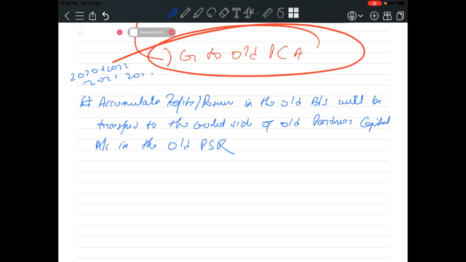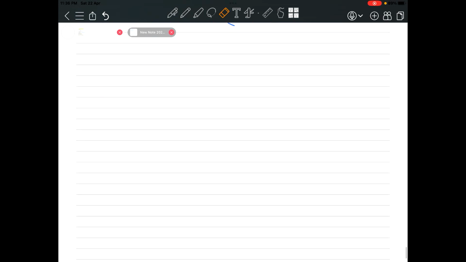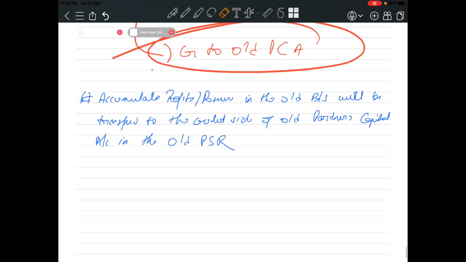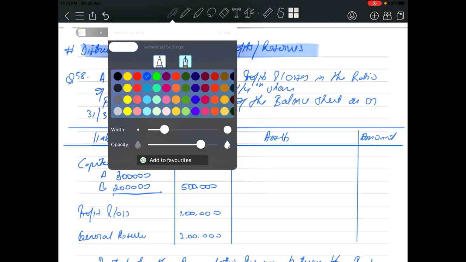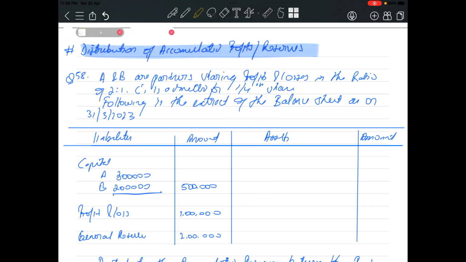So note this down if you want. Simple, easy. Now let's move to the questions. Let's read question number 58. A and B are partners sharing profits and losses in the ratio of 2:1. C is admitted for 1/4 share. Following is the extract of the balance sheet.